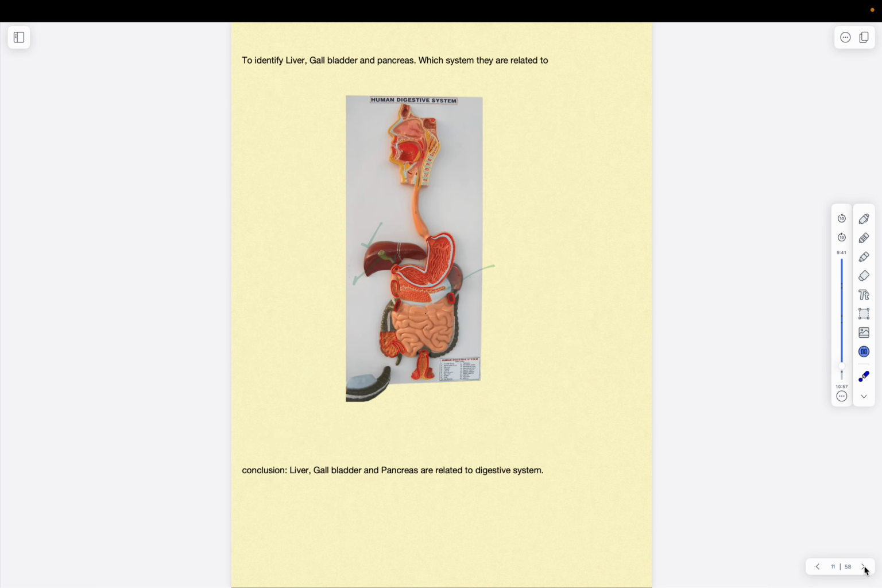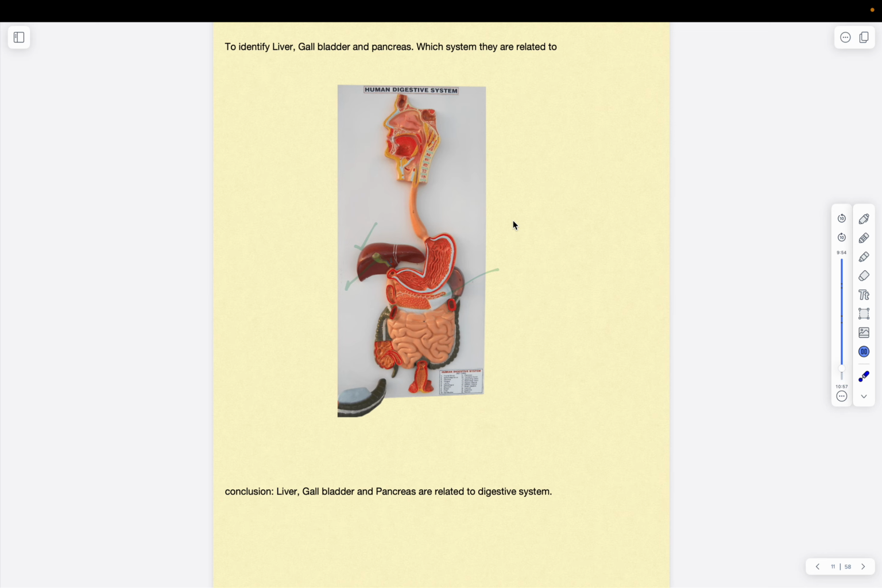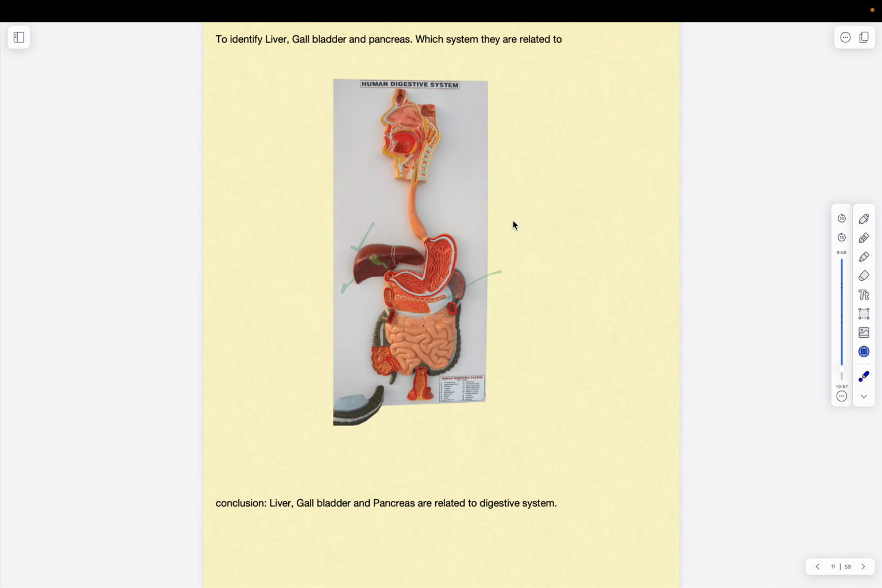So the next question was to identify 3 organs, right? Liver, gallbladder and pancreas. Separate models were given, right? The whole digestive system was not presented to the students. Separate models of liver, gallbladder and pancreas were given, and the question was which system they are related to. So liver, gallbladder, this is the gallbladder, and pancreas, they are related to your digestive system.